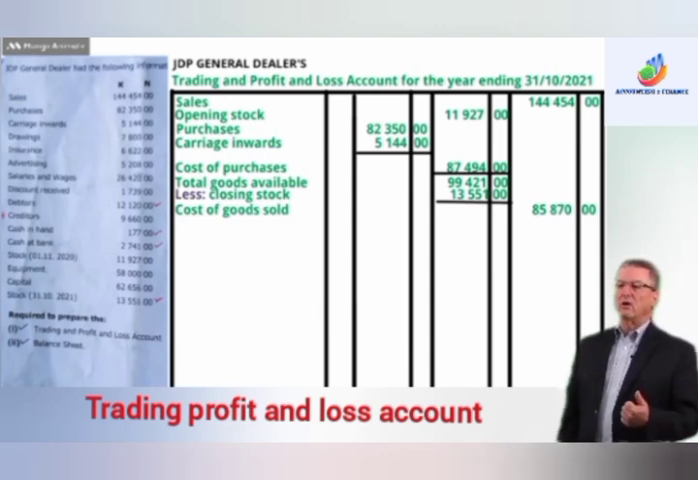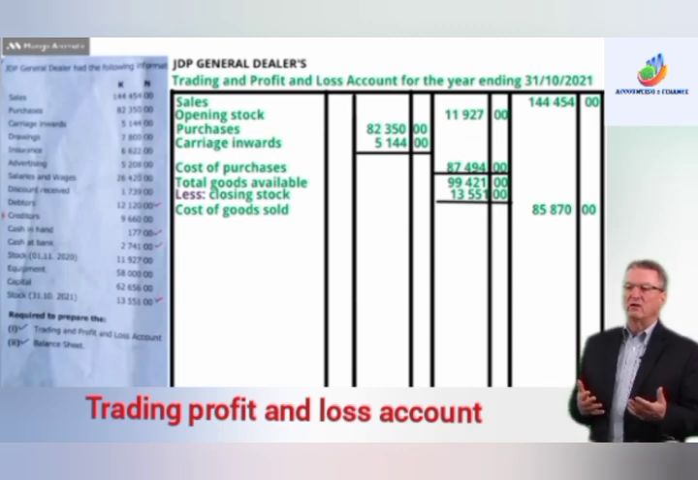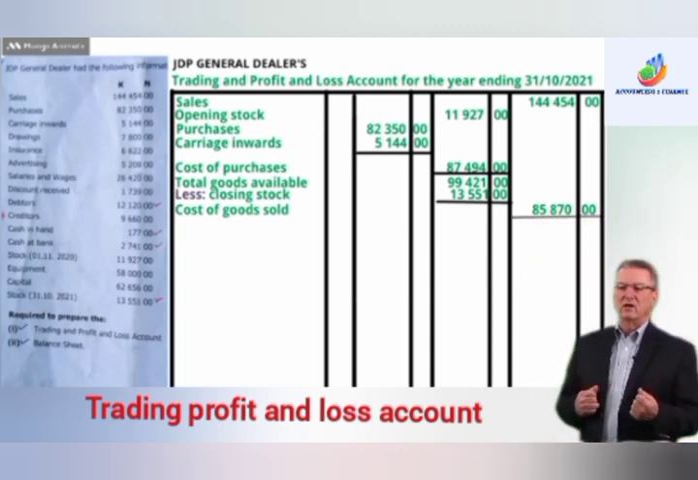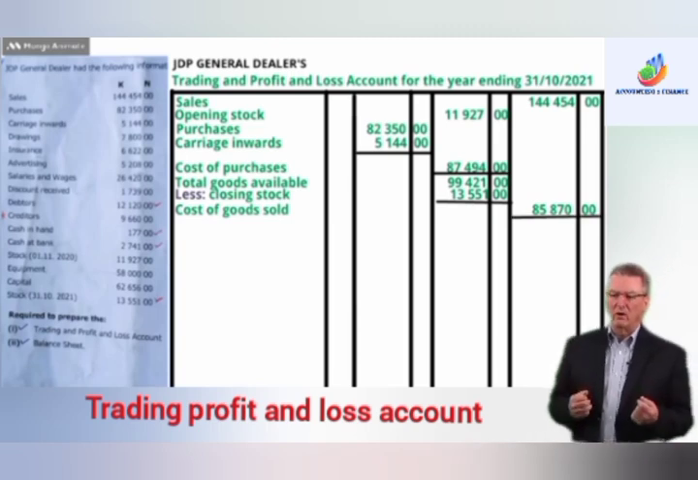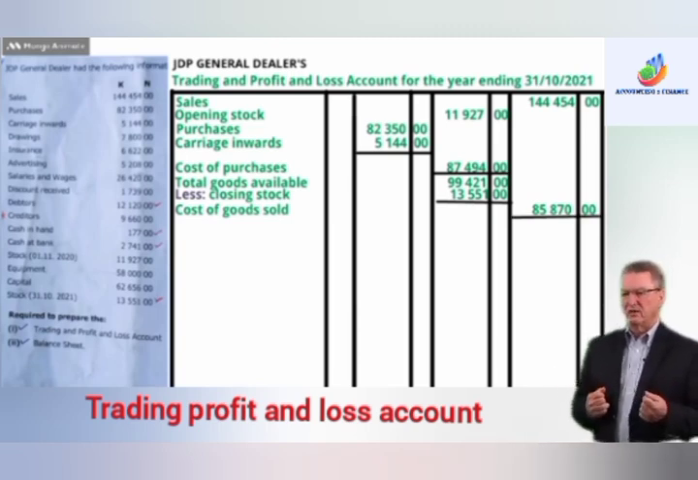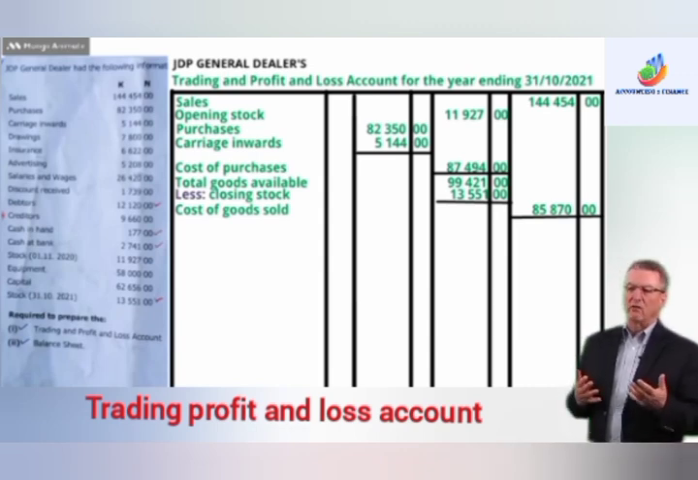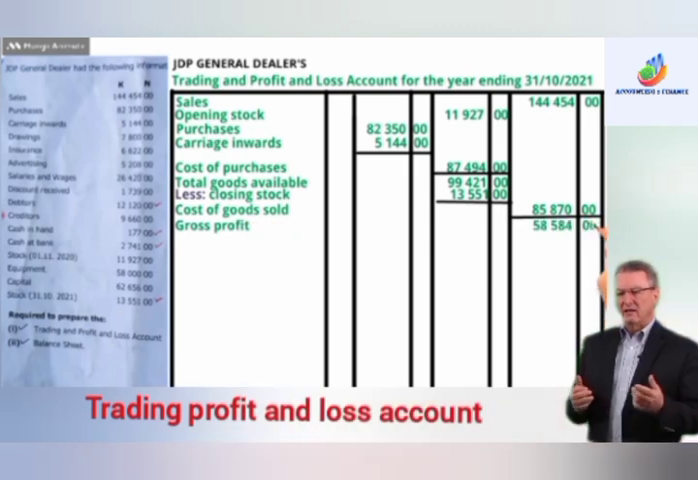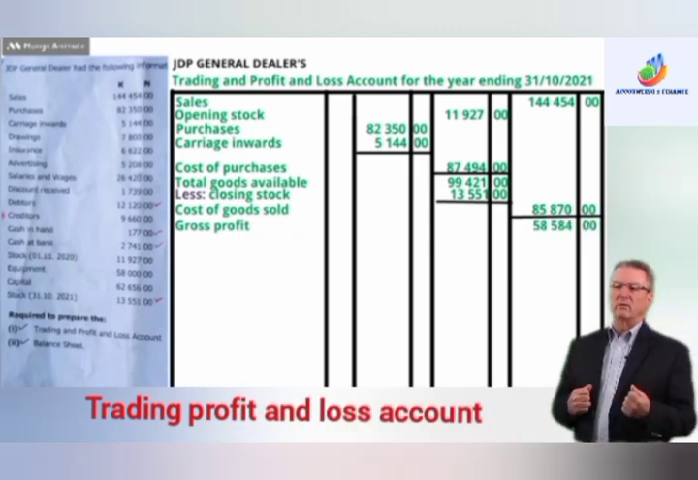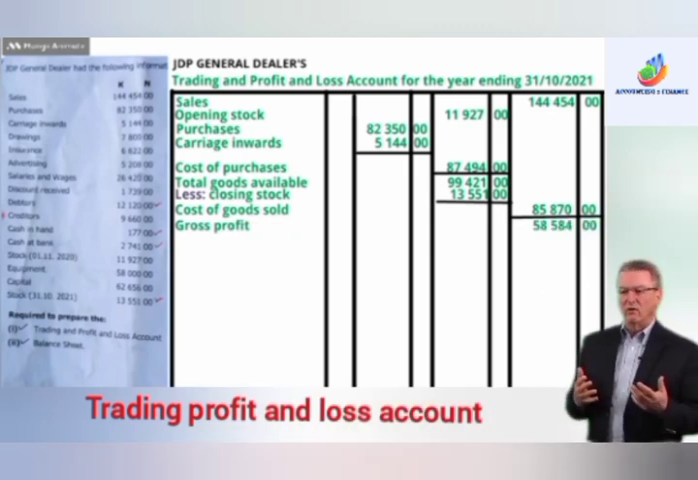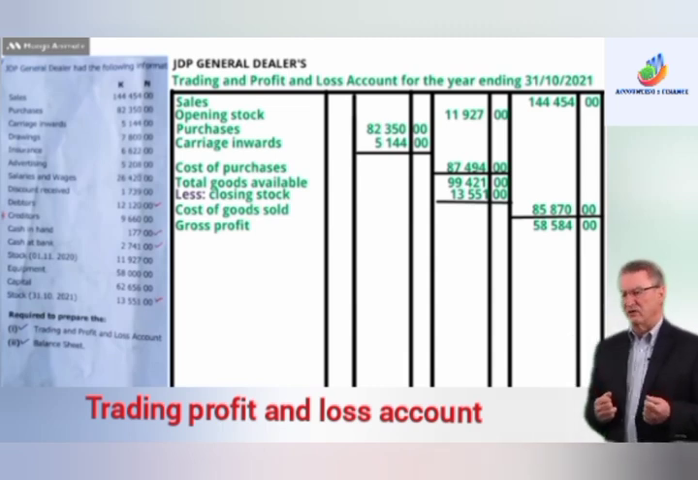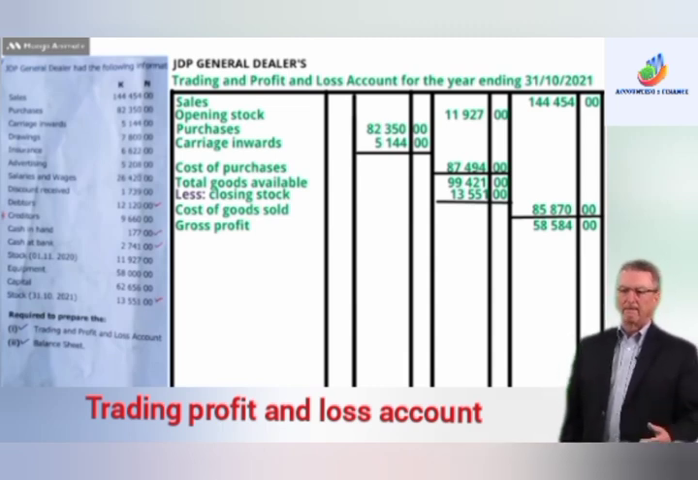So now we have found the cost of goods sold, and we are going to say what is the gross profit. We subtract from the sales we made, 144,454 minus 85,870, which will give us the gross profit, which is 58,584.